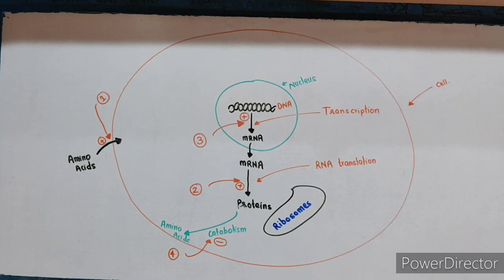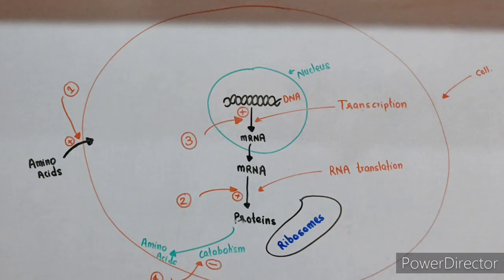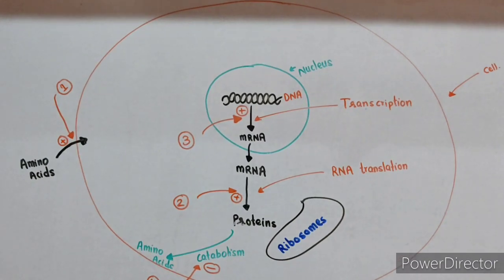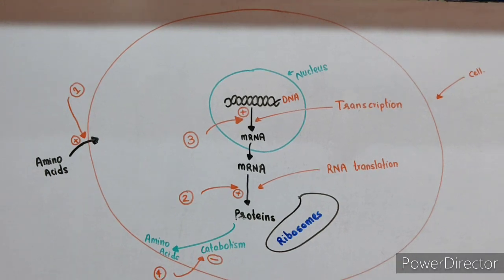Let's first understand the process of synthesis of proteins. In the nucleus, mRNA is formed from DNA. This process is called transcription. The mRNA so formed in the nucleus diffuses into the cytoplasm, and this mRNA in the cytoplasm is translated into proteins. This is called RNA translation. Ribosomes synthesize proteins from amino acids. Proteins so synthesized are broken down into amino acids for the fulfillment of the energy requirement of the cells. That is protein catabolism. Now we will see the effects of growth hormone on these processes.